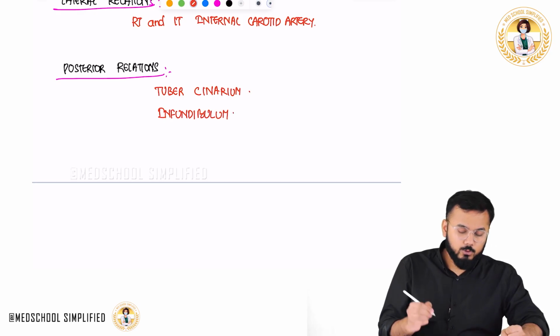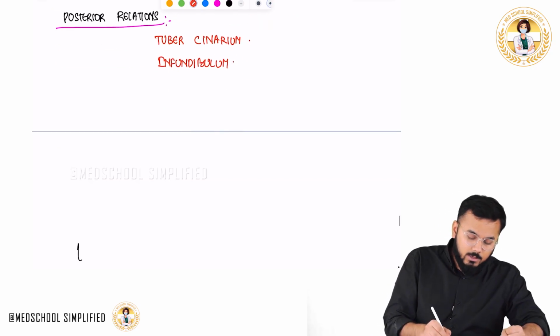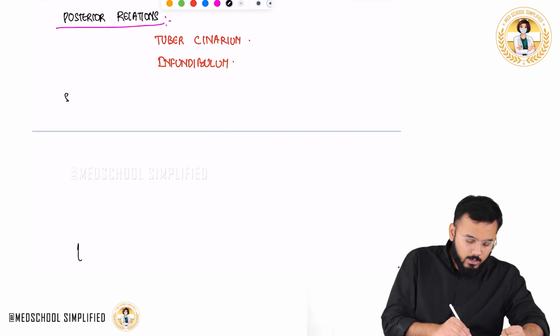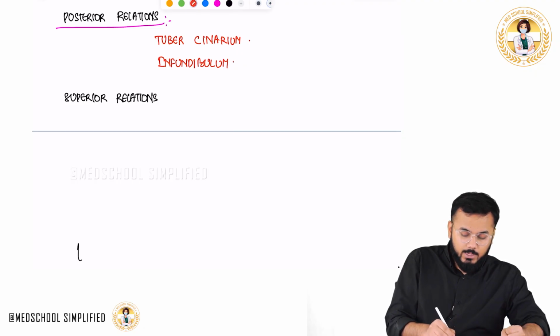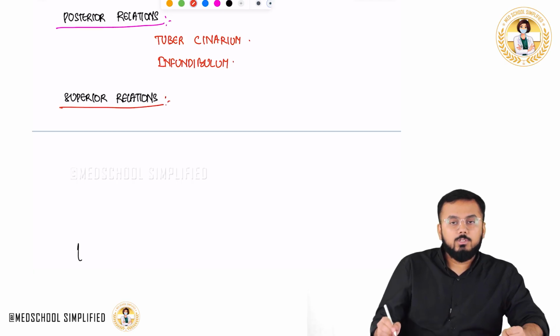So these are the two posterior relations. Next, after the posterior relations, you have another important thing called the superior relation. Now, what are these superior relations here? So, what are the superior relations?